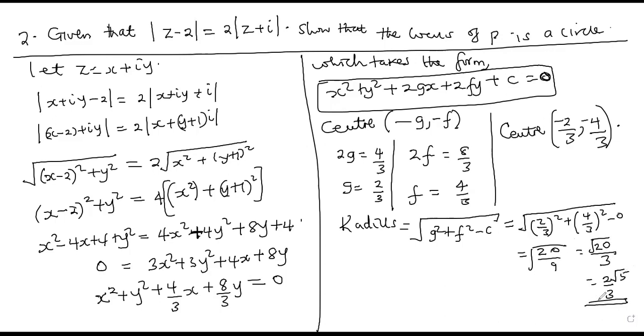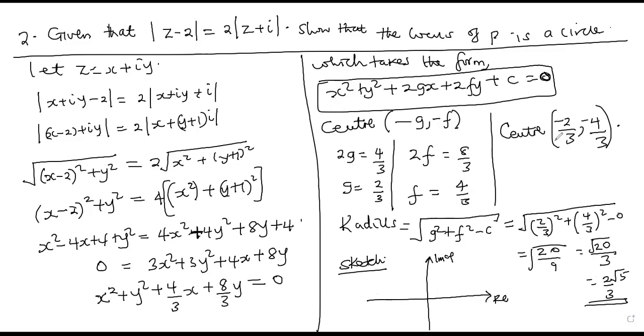That's the radius. So if they want you to show that it is a circle, you will say that the locus is a circle with this center and this radius. If the question wanted you to plot it, if the question wanted you to sketch it, it means that when you're sketching complex numbers, we have real, we have imaginary.